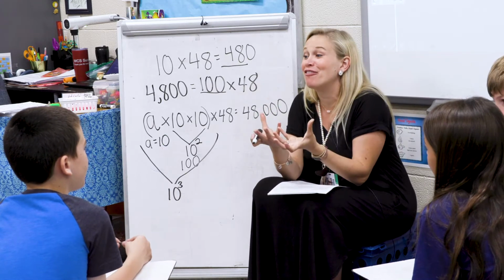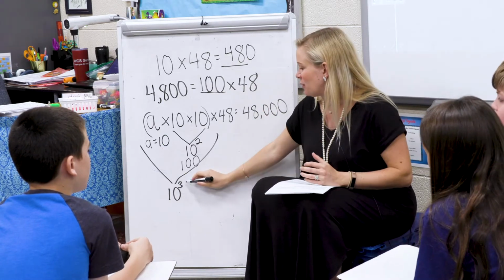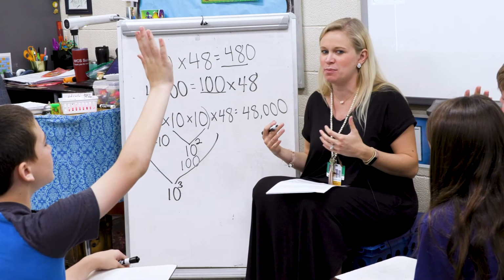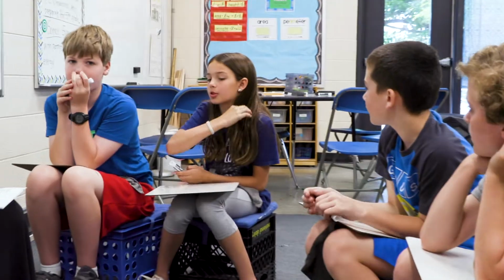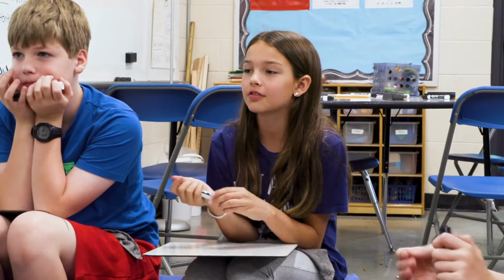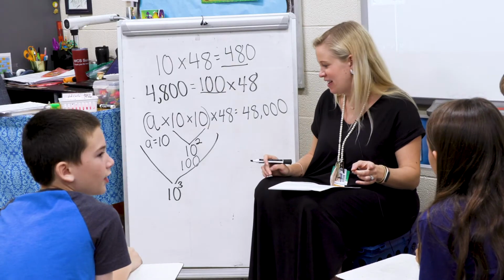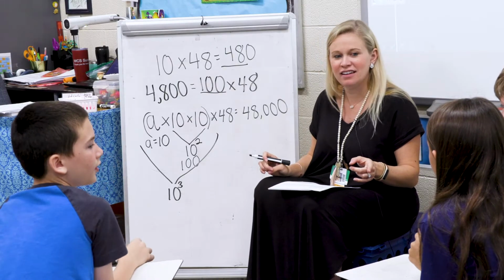Itself. By itself, good. And then what does the exponent, or the 3, tell us? What does the exponent tell us? Ella? That's how many times you're multiplying it by itself. Good, say that one more time for us, a little louder. It's how many times you're multiplying it by itself.